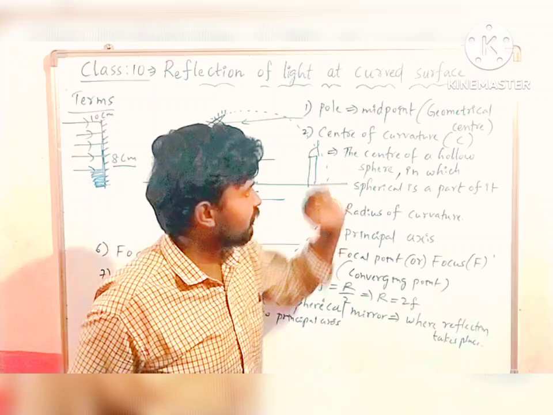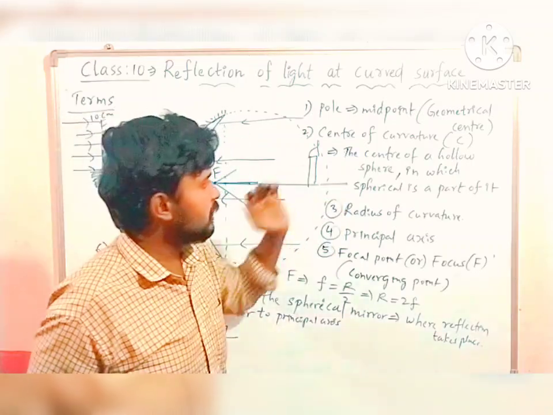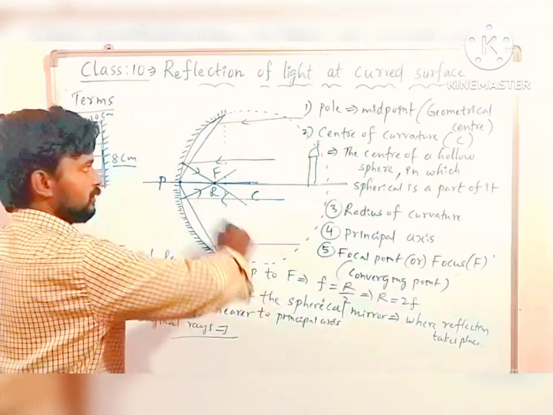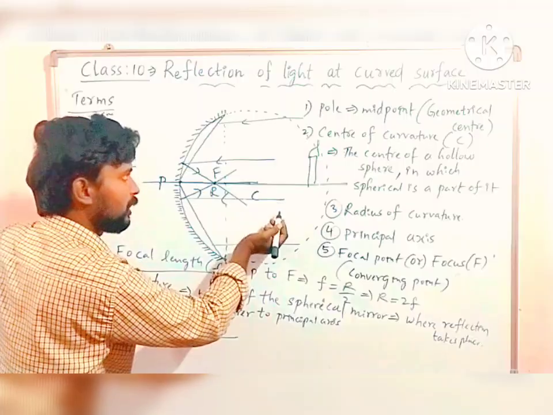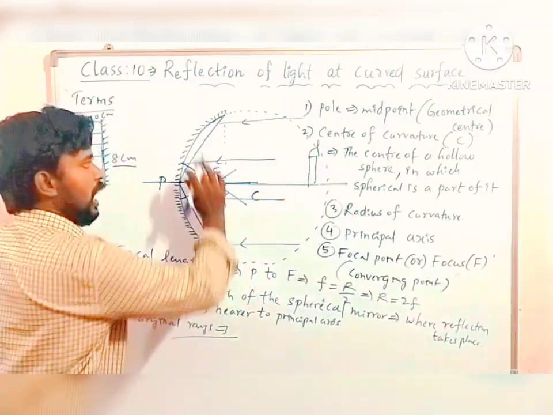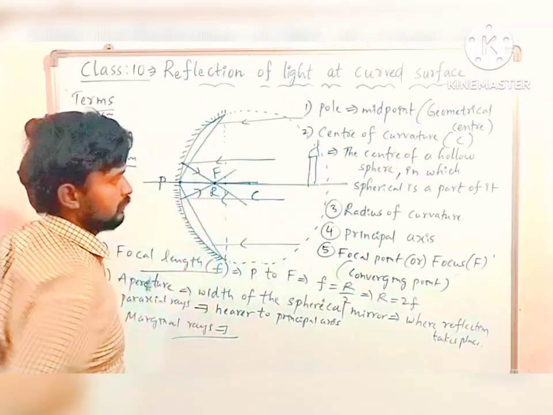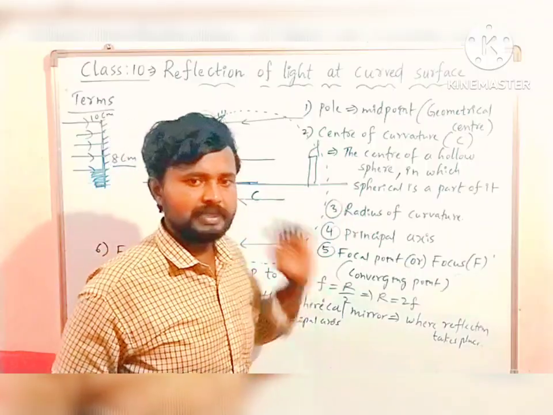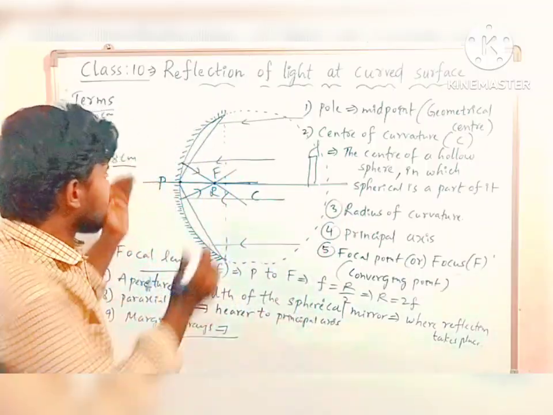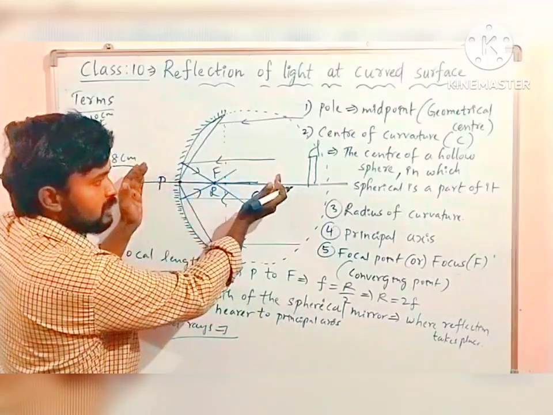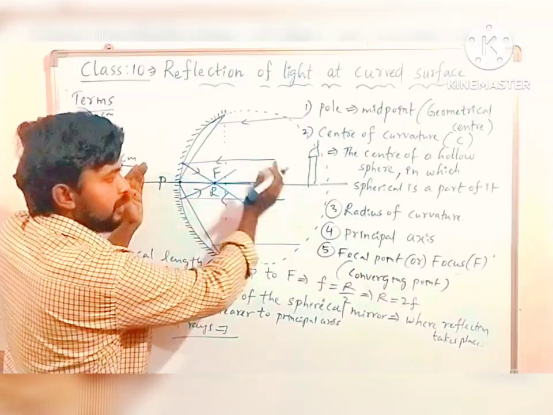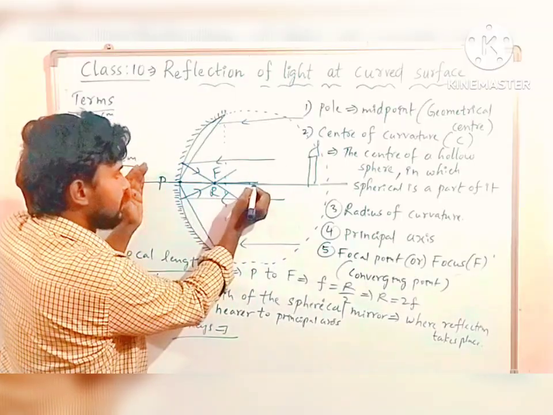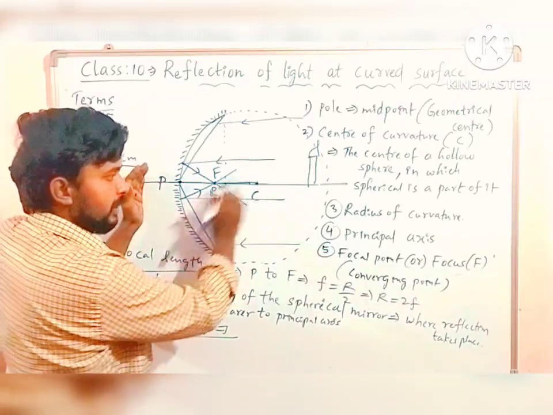Next thing is the center of curvature. The center of curvature means the center of a hollow sphere, of which the mirror is a part. Next thing is the radius of curvature. What is the radius of curvature? The distance from the pole to the center of curvature is called the radius of curvature. Here to here the distance is called the radius of curvature.